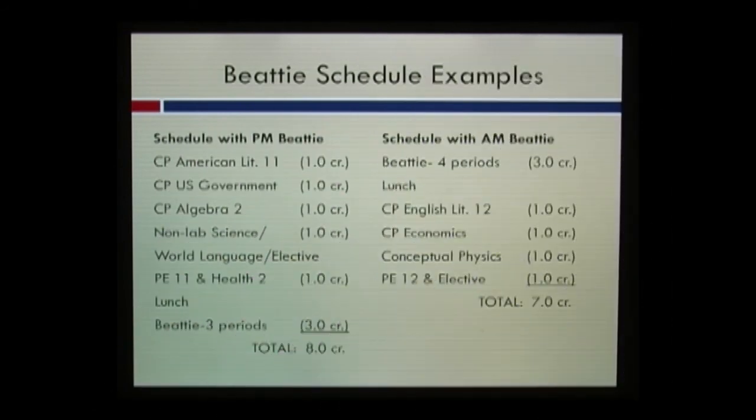Our next slide deals with Beatty schedule examples. On the left is a schedule with Beatty in the afternoon. You will have all of your core and required courses before Beatty with a total of 8 credits. On the right, you'll have all of your core and required classes after Beatty with a total of 7 credits.